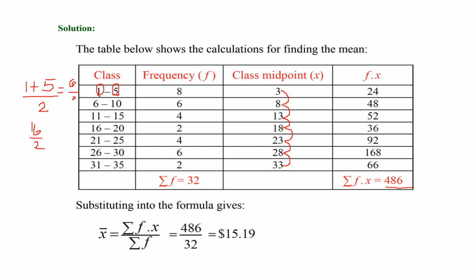So you need to add all the values. It gives 486. And for the total frequency, you have to add all the frequencies. It gives 32. And substitute in the rule: sigma f times x divided by sigma f. So 486 divided by 32 is $15.19.